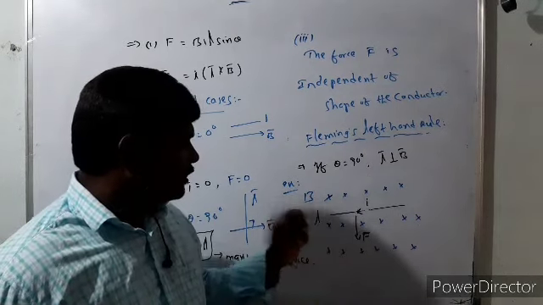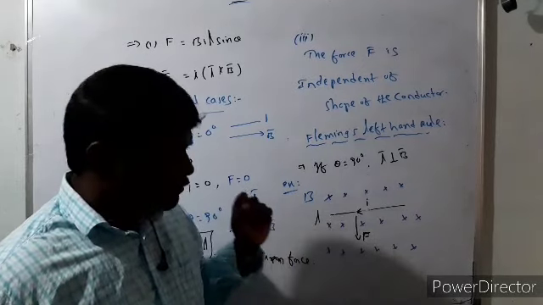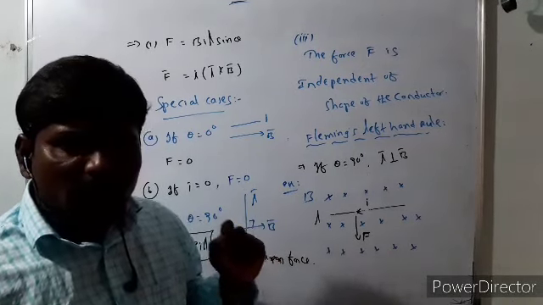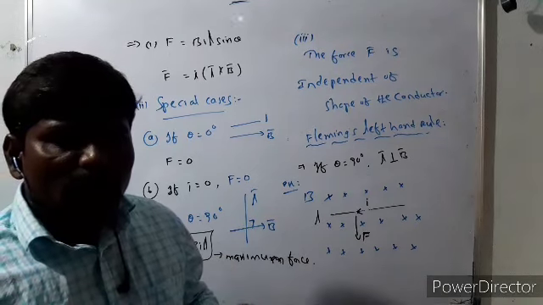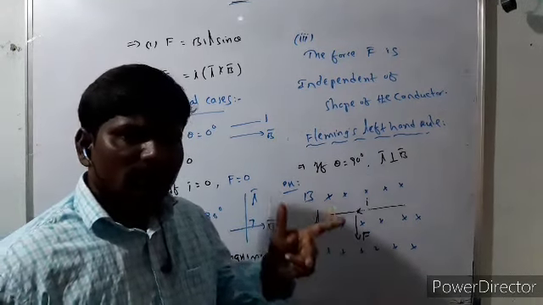Now, when theta is equal to 90 degrees, meaning when the length of the conductor is perpendicular to the magnetic field, to know the direction of the force on the conductor, we use Fleming's left hand rule.